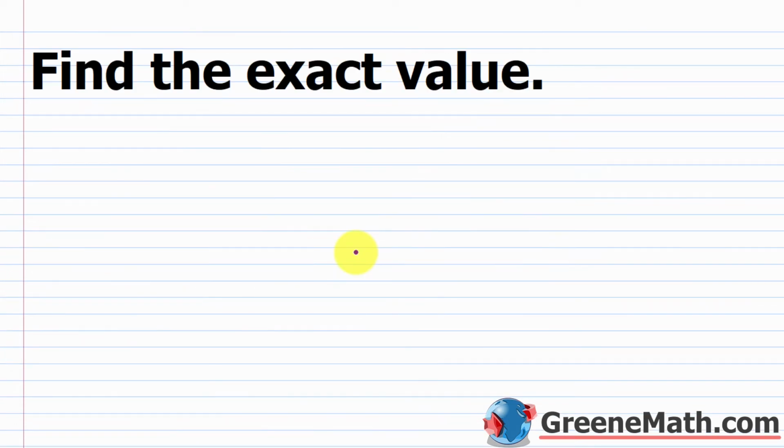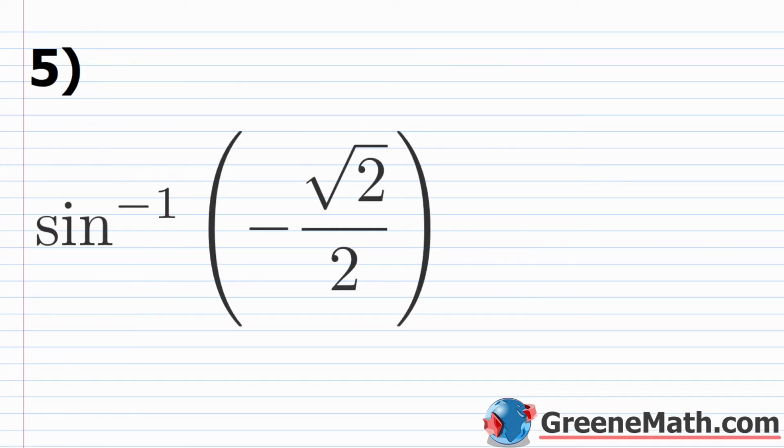All right, for the next few problems, we want to find the exact value. For problem number 5, we have the inverse sine of negative the square root of 2 over 2.